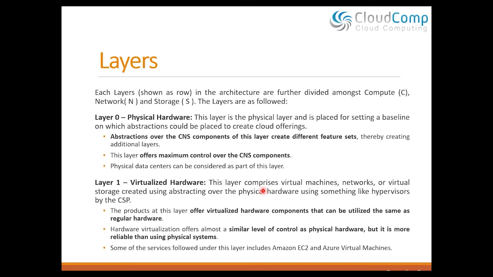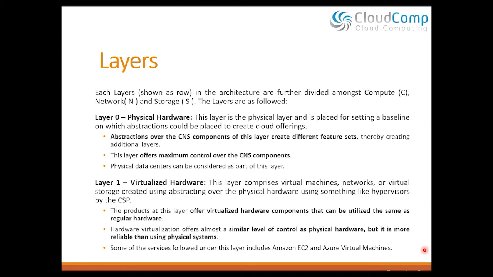So abstraction is present everywhere, and there is a new additional layer available on top of it. Layer 1 is the virtualized layer. This layer comprises virtual machines, networks, and virtual storage, which are created using abstraction over the physical hardware, using software like hypervisors such as ESXi, KVM, or Hyper-V. Products at this layer offer virtualized hardware components.